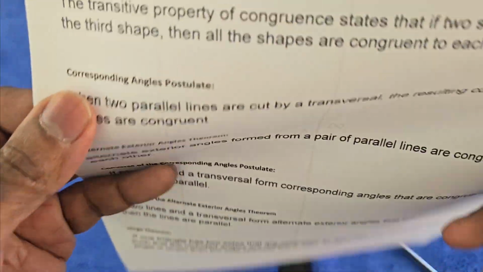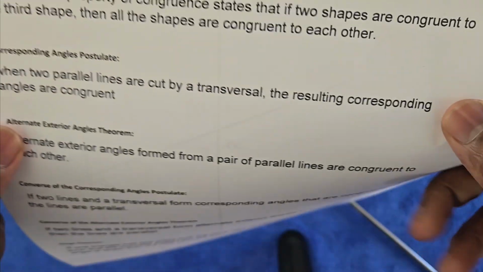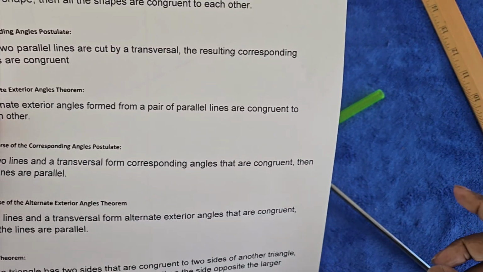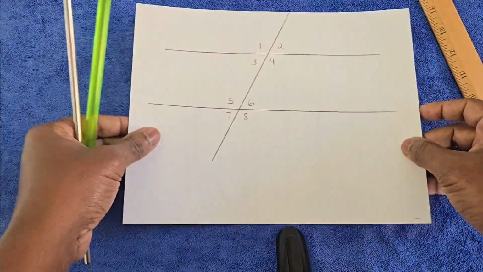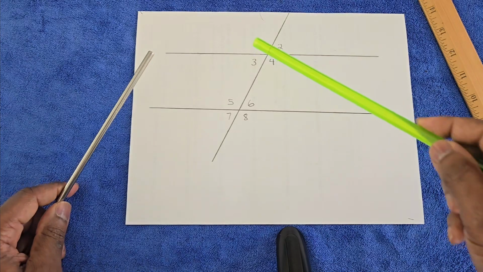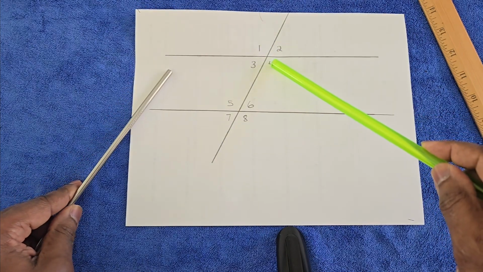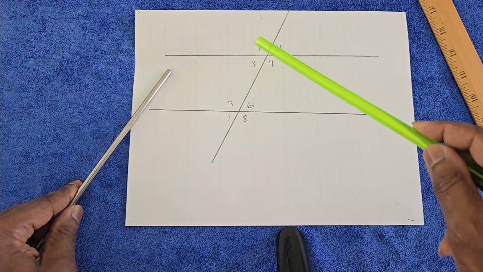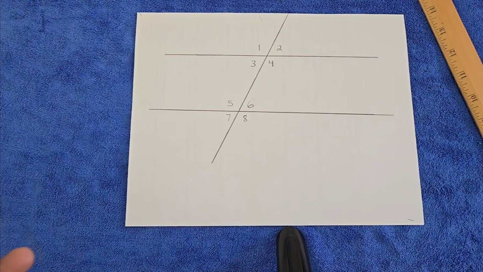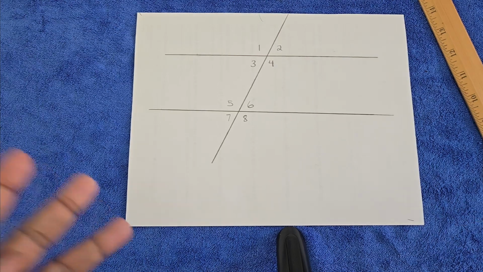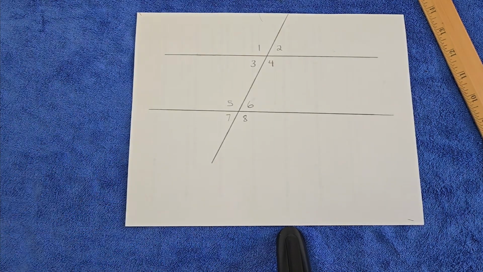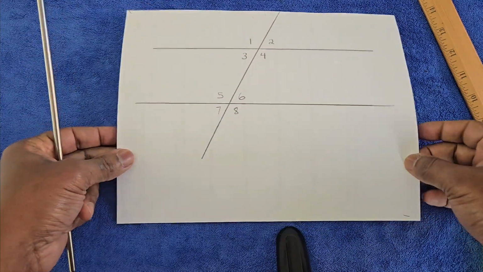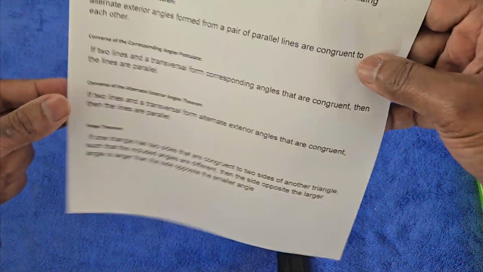Okay, transitive property of congruence. Transitive property, two shapes are congruent to a third. So basically, let me try to show you what that means. If angle 1 and angle 4 are the same, and angle 4 and angle 5 are the same, then angle 1 and angle 5 are the same. Basically, if A equals B and B equals C, then A equals C as well. So just passing on your trait to someone else. So hope that makes sense.